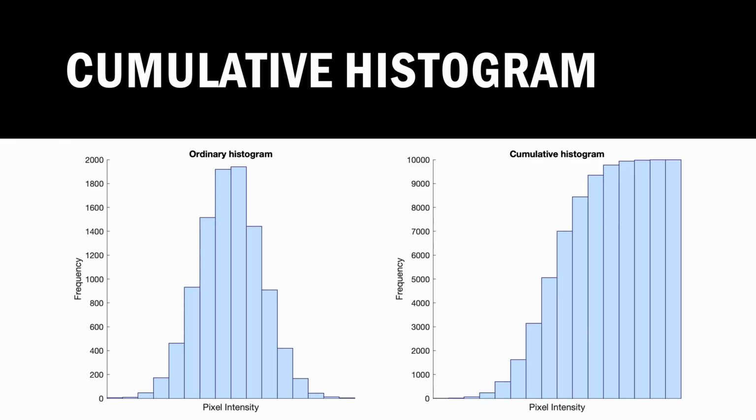So the first bin is the same as before. The second bin is the total of bin 1 plus bin 2. The third bin adds the first three together, and so on. By the time you reach the last bin, it represents the total number of pixels in the image. This cumulative view is important because it allows us to measure how intensities build up across the entire image, and that makes it possible to remap pixel values in a systematic way during histogram equalization.